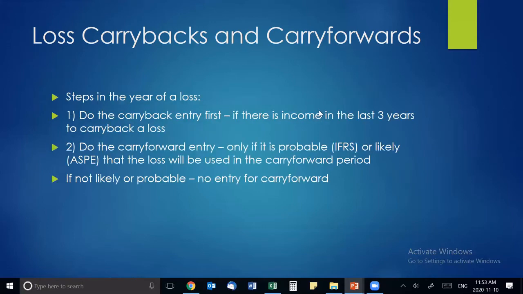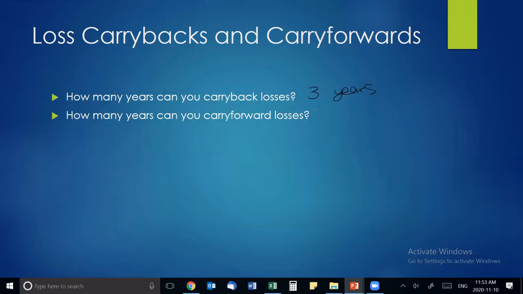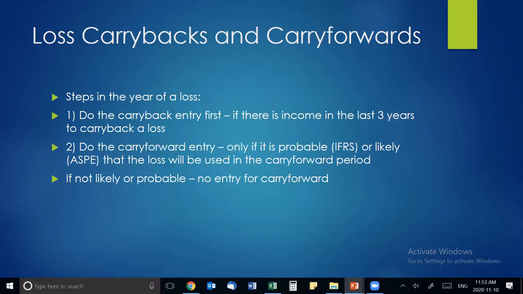And then how many years can you carry forward losses? You can carry forward losses 20 years. So if you have a loss in year 4, you can carry it forward and use it in the next 20 years to offset any taxable income that you've received. Let's take a look at how you do this.